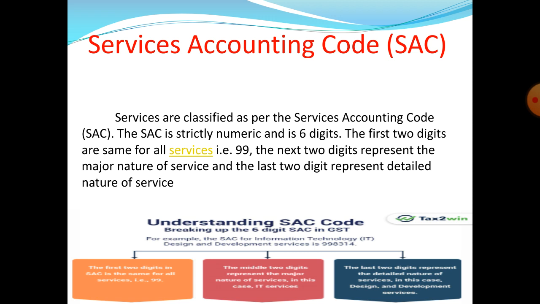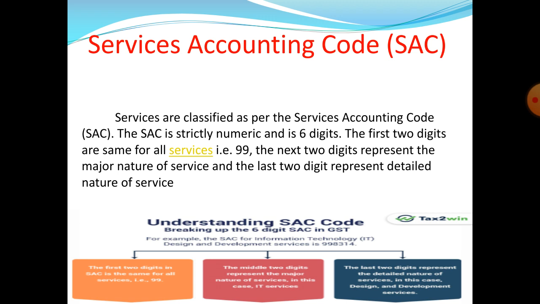Services are classified as per the SAC codes. The SAC is strictly numeric and is 6 digits. The first 2 digits are the same for all services, that is 99. The next 2 digits represent the major nature of service, and the last 2 digits represent the detailed nature of service. That is the provision for the SAC coding system, a 6-digit code adopted by the Government of India for classifying services, easily identifying them and fixing the tax rate applicable to them, and it was enforced with the service tax collection regime itself.